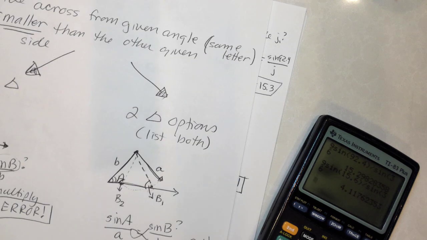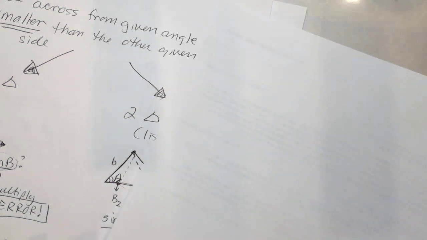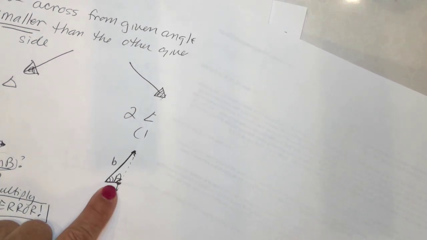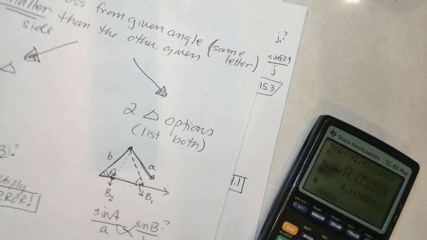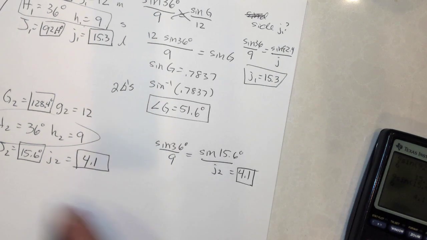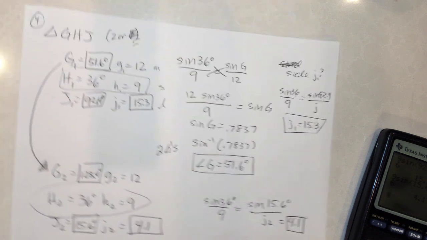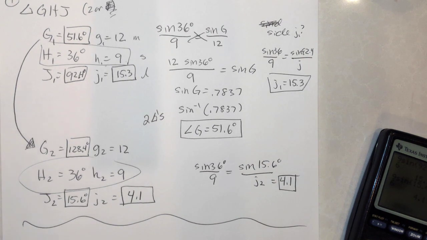So if I look back at this model we're using, that would mean this side got really small, which makes sense because it's across from a really small angle. So that is an example of one where there's two triangles. Obviously, that is a lot of work, and there's not going to be 1,000 of those, but you definitely need to know when that's going to happen.